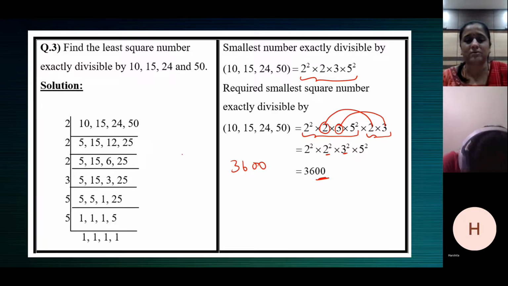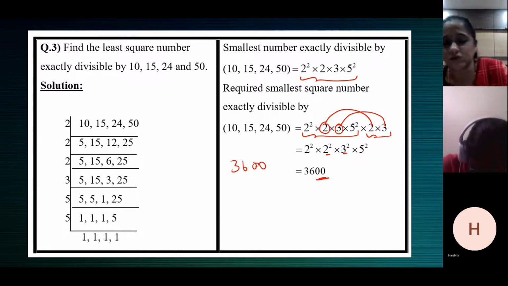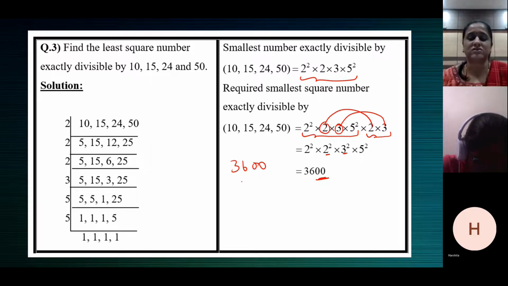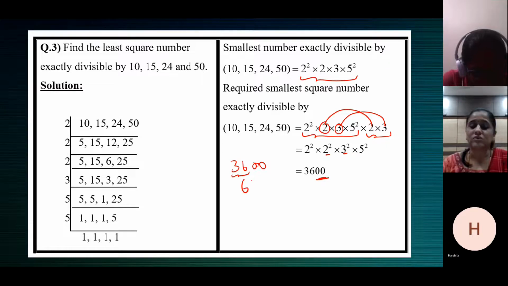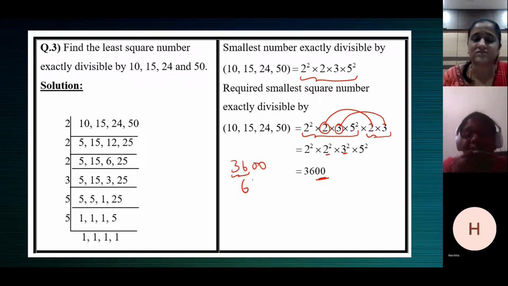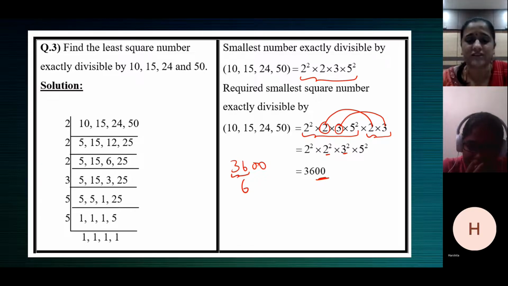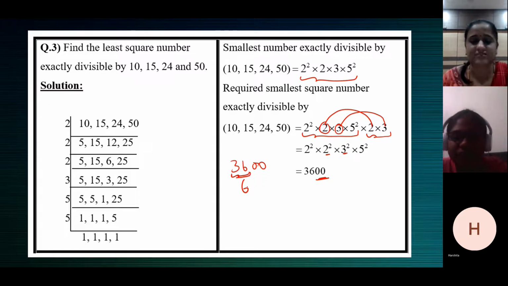What do you mean by a square number? It's a perfect square. Just for you to understand, what is the square root of 3,600? What's the square root of 36? When I ask you what is the square root of 36, you must say 6. Please answer my question. Say 6. Nandana and Harshita, say 6.